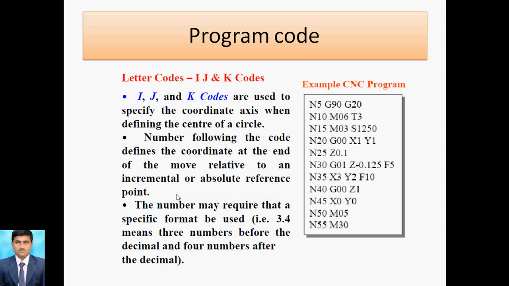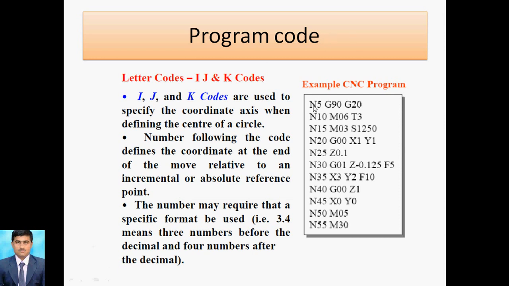Next, a specific number format may be required. For example, 3.4 means 3 numbers before the decimal and 4 numbers after the decimal. So this is nothing but 3.4.